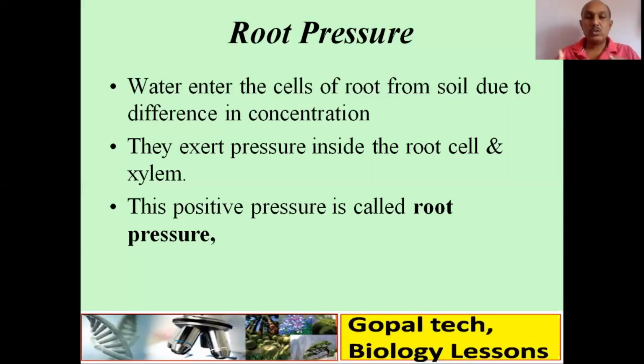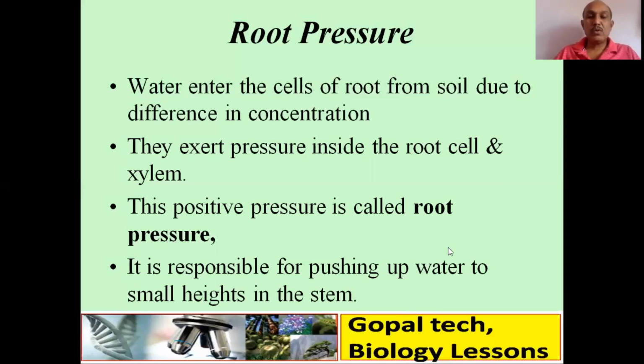So the pressure created in the root by the entry of water molecules helps to raise the water up to a certain height. It is responsible for pushing water to a small height in the stem. This can be very clearly observed early in the morning in small herb plants. At the leaf tip, a liquid oozes out, called guttation.